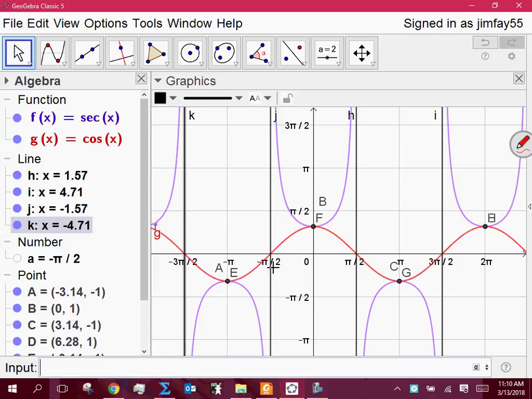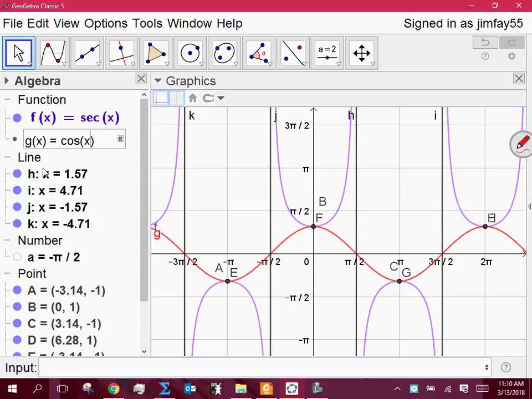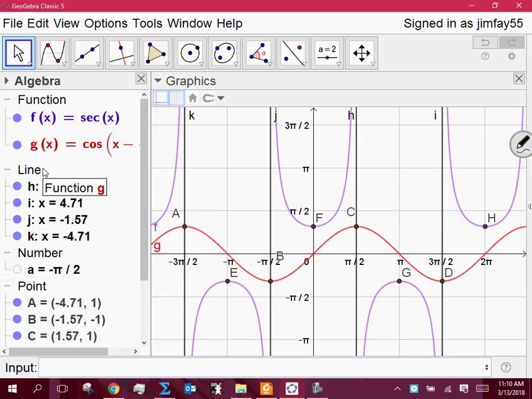Now, what I want you to understand is that the sine curve is just a horizontal translation of the cosine curve. If I take that red curve and move it to the right pi over 2 units, that gives me that there, right?